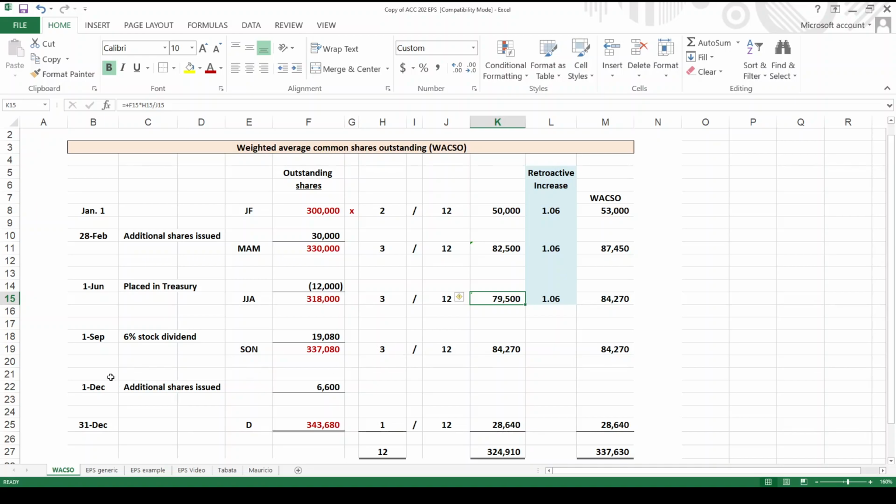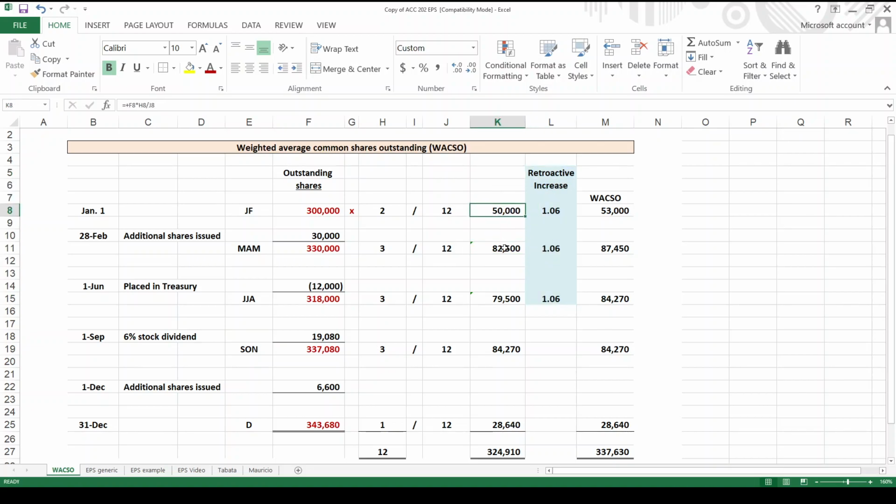Okay. Then on September 1, we have a 6% stock dividend, which is obviously going to increase the number of shares outstanding, in this case by 19,080 shares. That should be this 318 times 0.06, 19,080. Yeah? Okay, now here's the problem. These number of shares here, 337,080, they've been watered down by what? By 6%. So we have to go back and retroactively restate our earlier calculations.